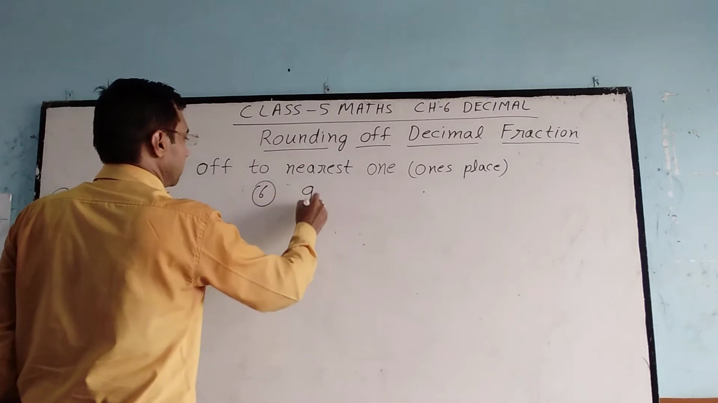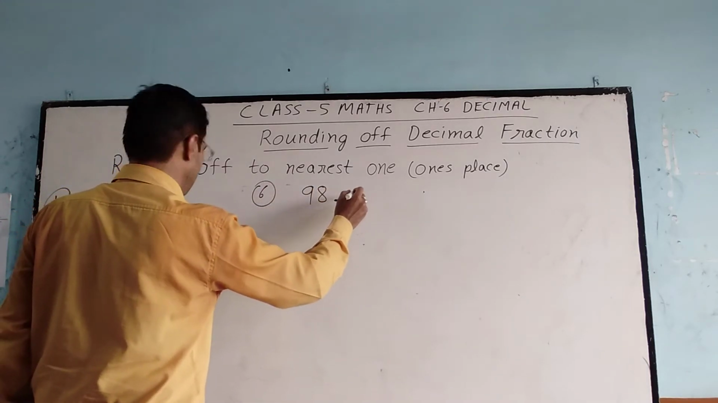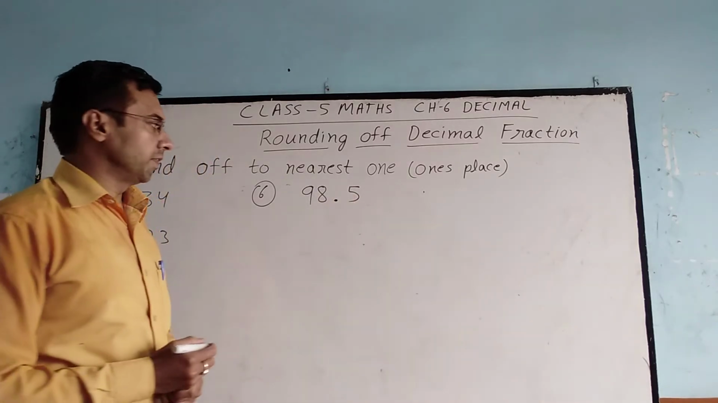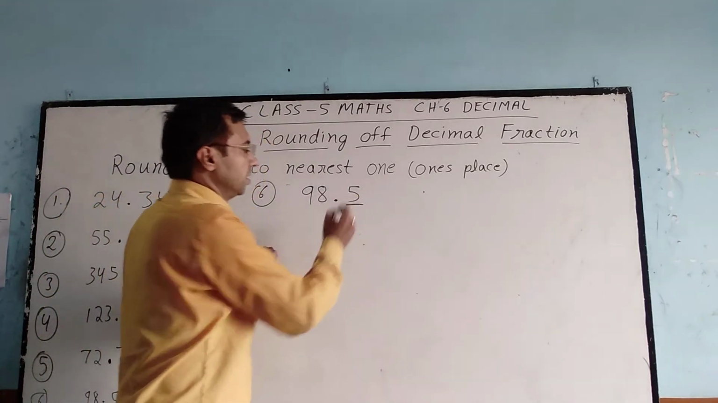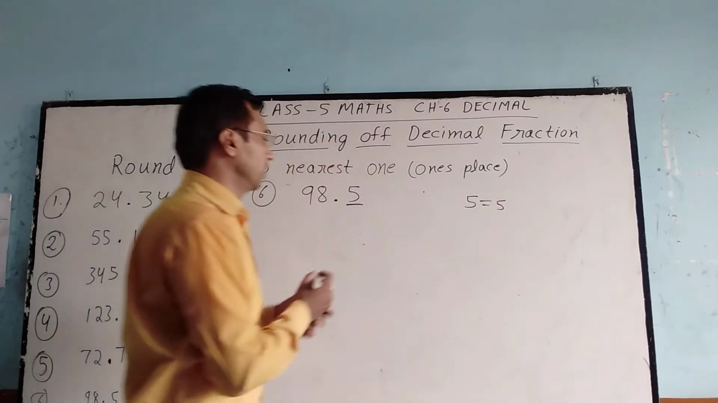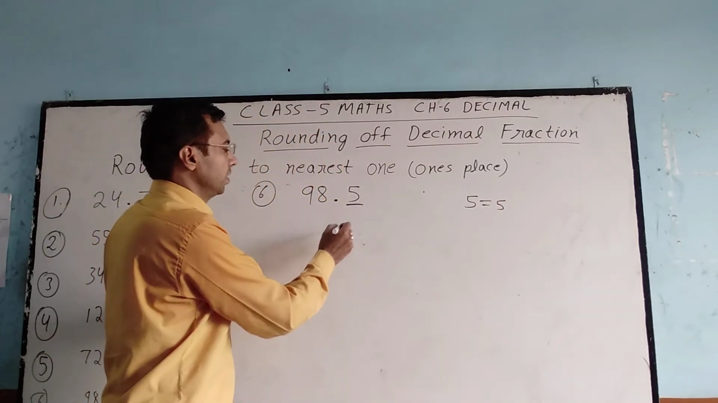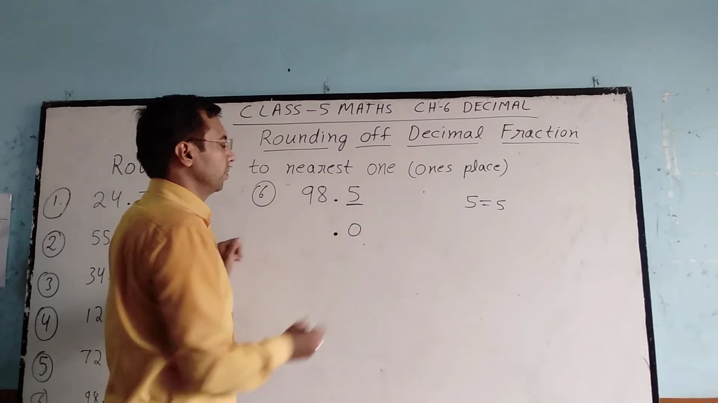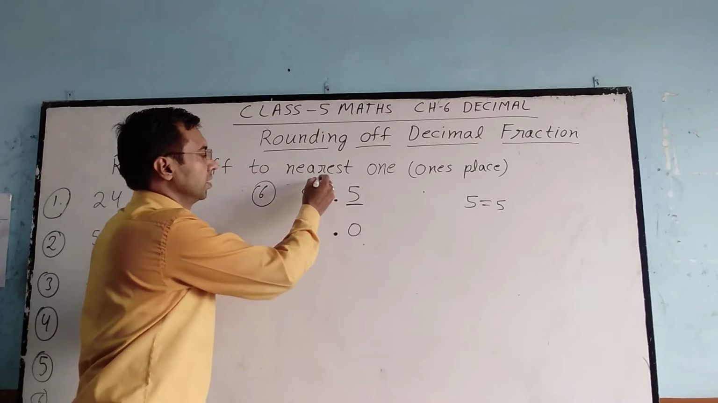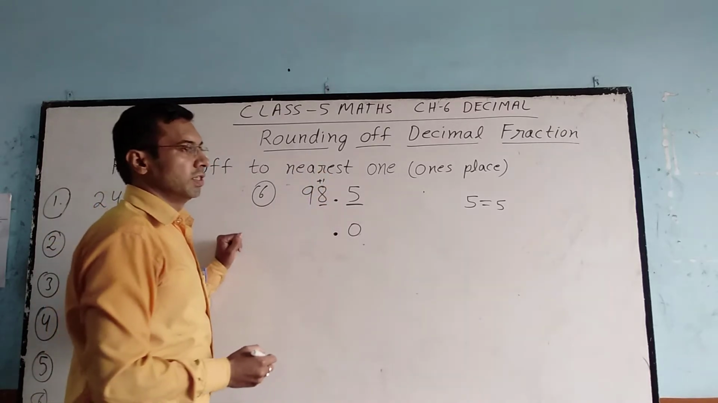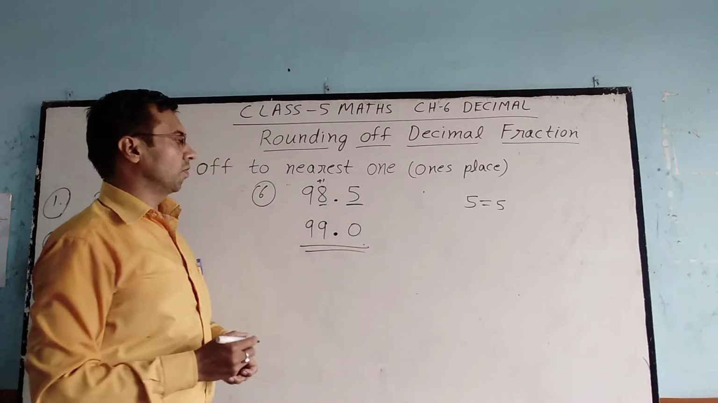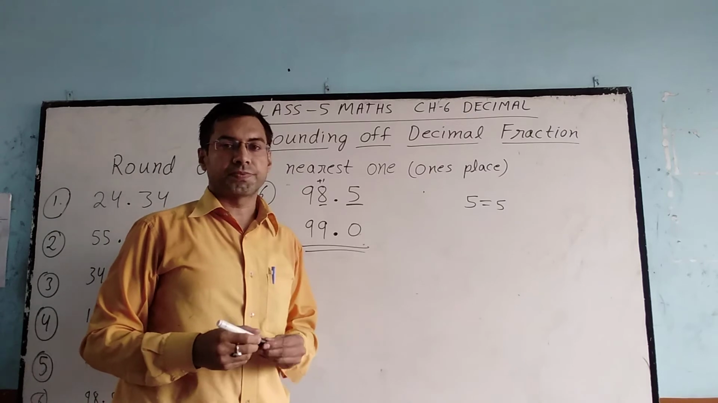Question six: 98.5. Students, the 10th place digit is 5. 5 is equal to 5, students. So what do we do? We change the 10th place digit into 0, and we add 1 in the ones place digit. 8 plus 1 is 9. So students, in this way we round off to the nearest 1.